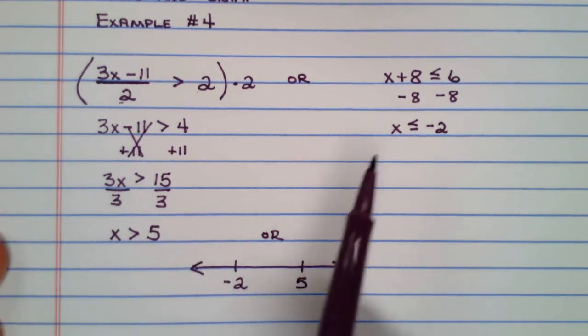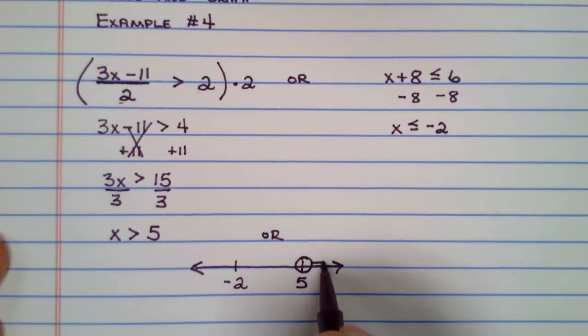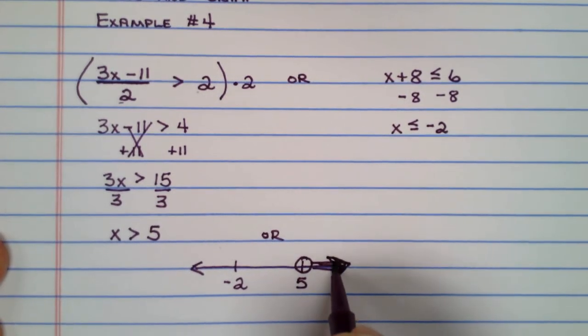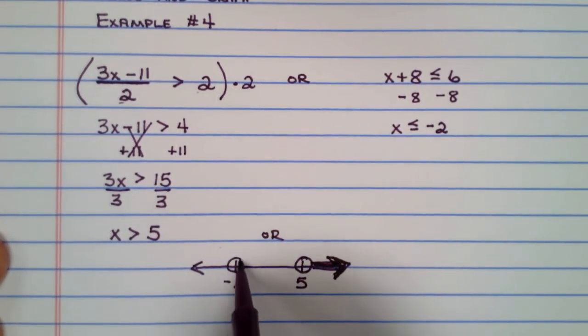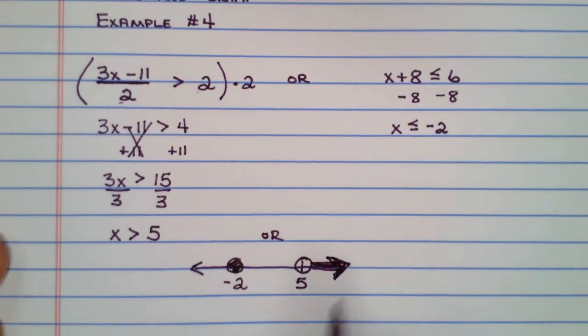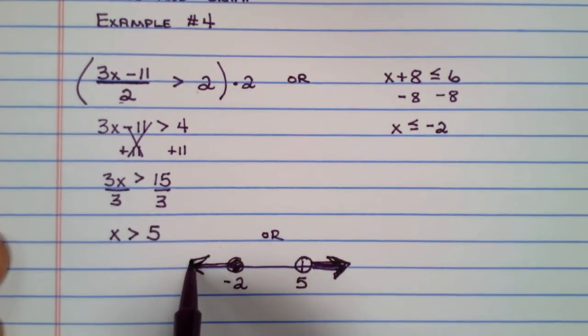Then these inequality symbols are going to tell me whether or not I put an open or closed circle. This one tells me to put an open circle on 5, and then shade everything greater than 5. Everything greater than 5 is in this direction right here. This inequality symbol tells me to put a closed circle on negative 2 and to shade everything less than negative 2.